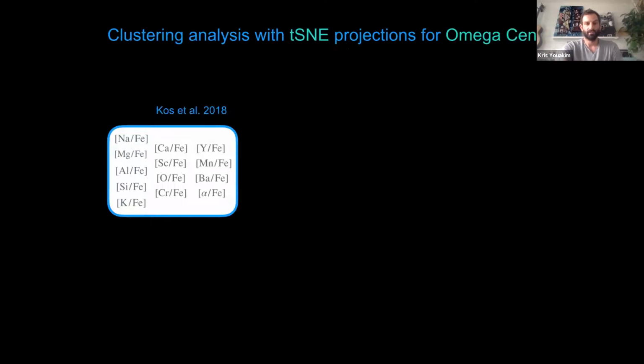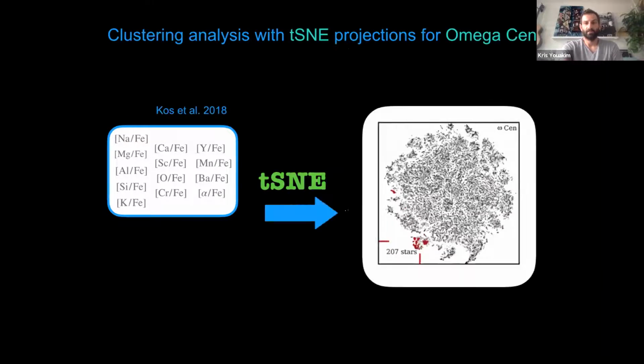So in Yannis's paper, they did this purely chemically using 13 chemical elements as input into the t-SNE. And you can see here, this is a very typical t-SNE projection with lots of different structure at different scales, where the gray stars are the background stars within a 40-degree region around Omega Cen, and the red stars are literature members of Omega Cen. And you can see that they're fairly localized, but still they're not very tightly correlated in the projected space.